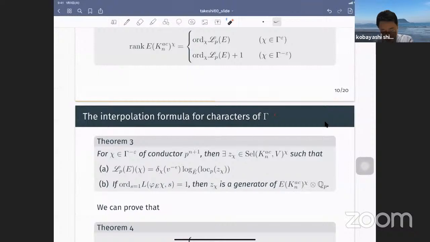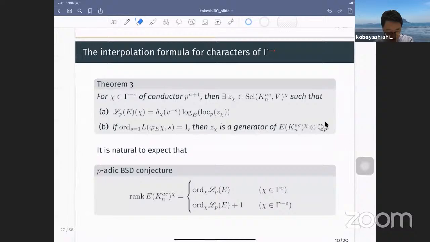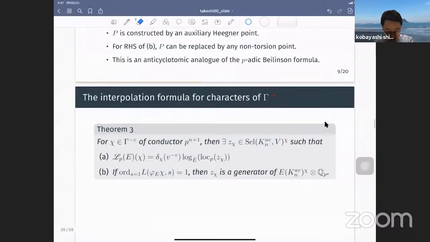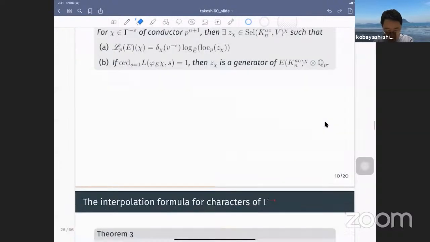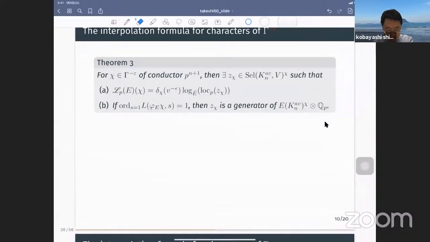But indirectly, counting the dimensions. Actually, in the trivial character case, we have the p-adic Gross-Zagier formula, so we can say more about z_chi. We also used Kato's element. This is constructed from elliptic units, but we relate it to Kato's element, etc.